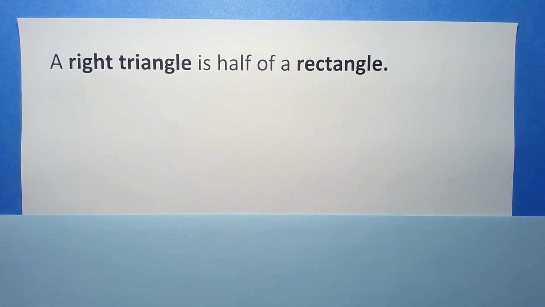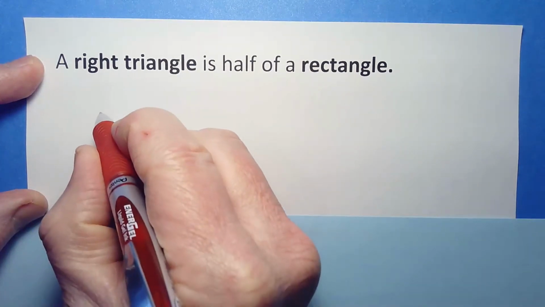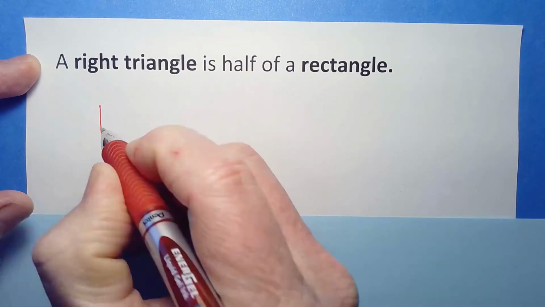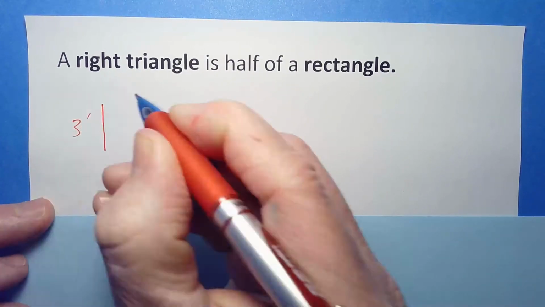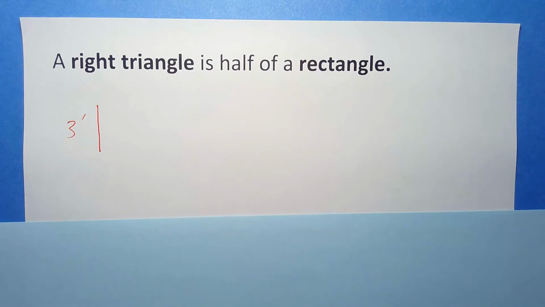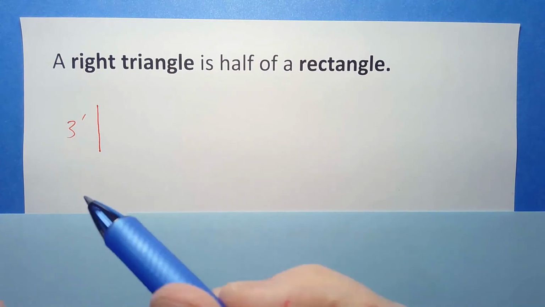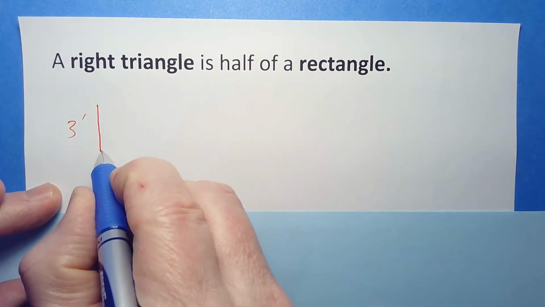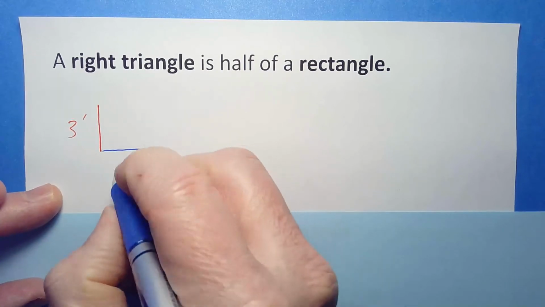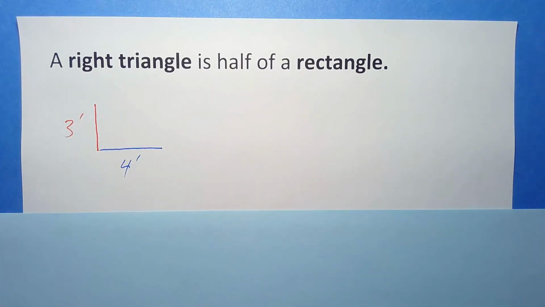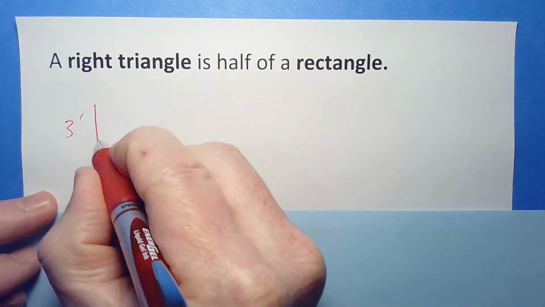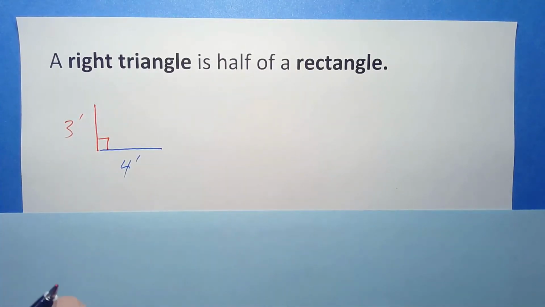Let's draw the following right triangle. Let's have a right triangle here, which has got a height of, let's say, 3 feet. Remember, abbreviation, if it's an apostrophe, that's a shortcut for saying feet. Let's say my base is 4 feet, right? And again, because it's a right triangle, this is 90 degrees.